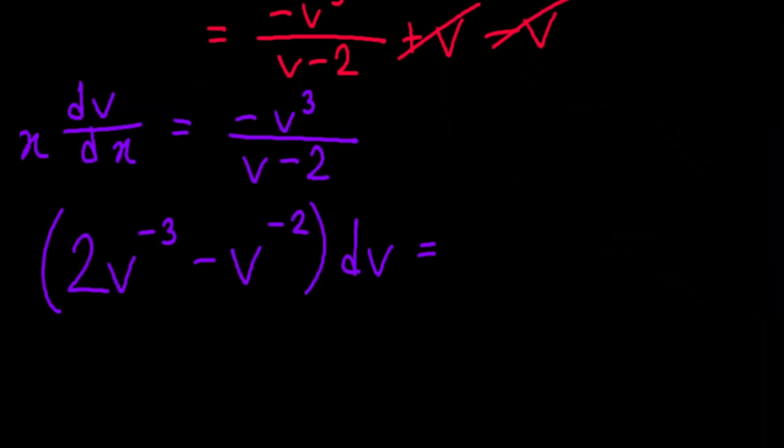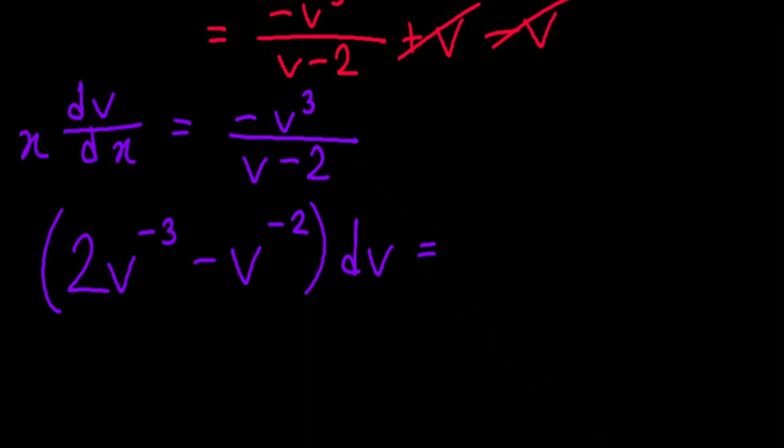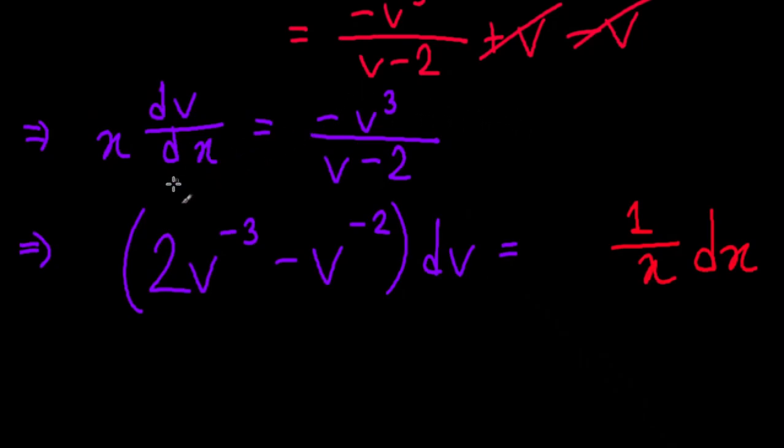One thing is, in these equations, the right side is always going to be the same. It's going to be 1 by x multiplied by dx. That's one way you could relieve yourself about whether you're going in the right track or not. If you don't get that on the right side, things are probably going wrong.